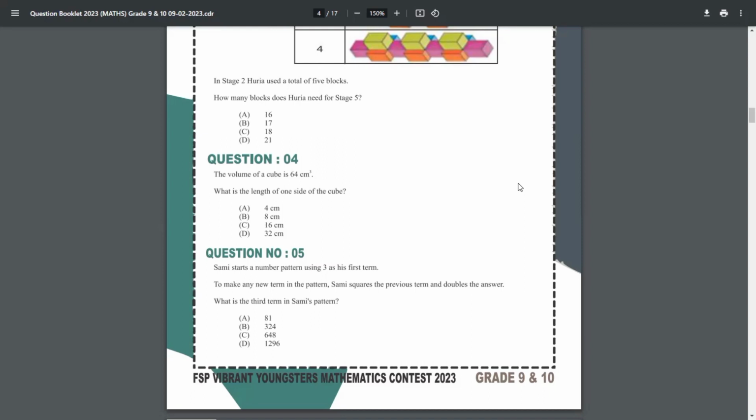4 centimeter. Question 5. Sami starts a number pattern using 3 as his first term. To make a new term in this pattern, Sami squares the previous term and doubles the answer. What is the third term in Sami's pattern? So, the answer is option C, 648.